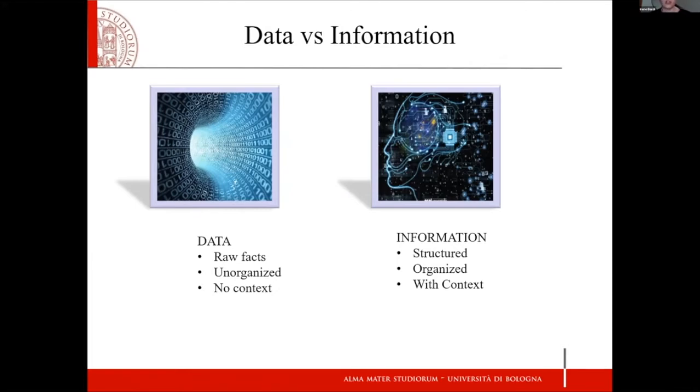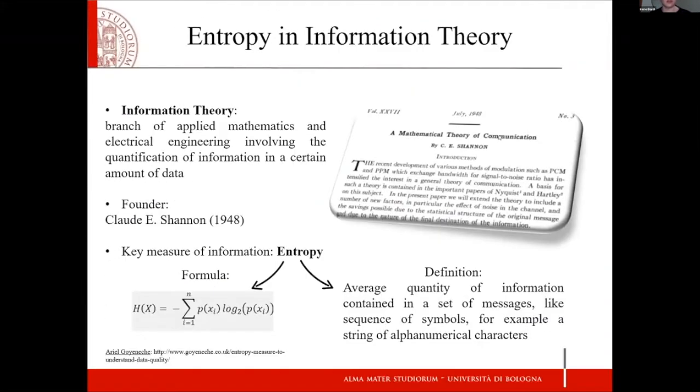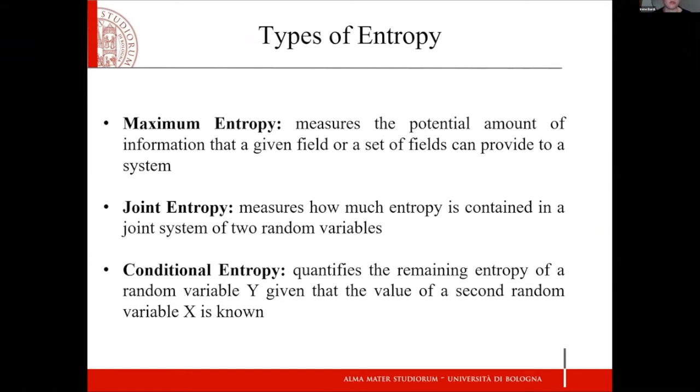So what I proposed is a change of perspective. That means that we have to focus on the quantity of information contained in the data rather than on the quantity of data itself. And the question is, what to use as a measure for information quantity? So I saw the work of a professor, Ariel Goichenske, I think. And I decided to use the concept of entropy, which is defined as the average quantity of information contained in a sequence of data. The concept is one of the most important features of Shannon's information theory. So I used three different types of entropy in my work, which are the maximum entropy, the joint entropy, and the conditional entropy.